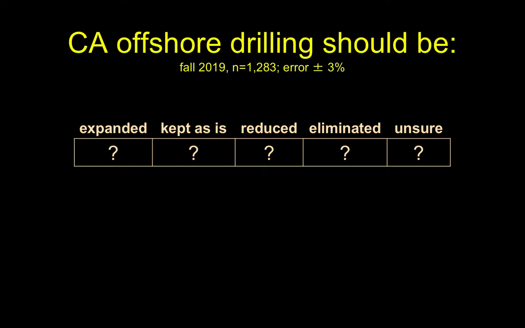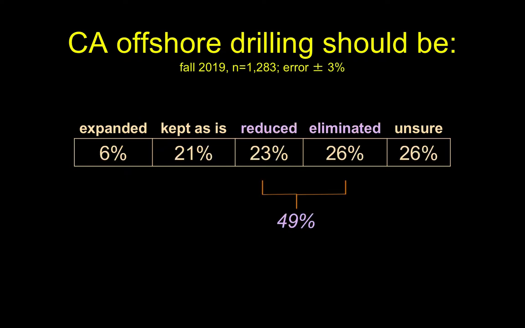So everybody do this. Oh my God, it's so tense. Oh my God, look at that! 6% of people want to expand. Our error rate this year is 3%, so that's pretty low. About one fifth of people think we should keep doing it the way we're doing it. And if we added the reduced and the eliminated people, those that want it less, that's almost half, basically statistically indistinguishable from half the people wanting that. It's not 100% one way or the other, but the lion's share of folks would prefer we not drill off our coastal area. Okay, awesome.